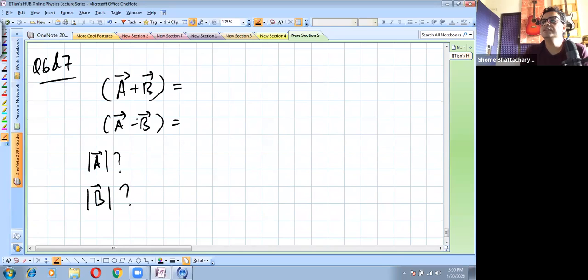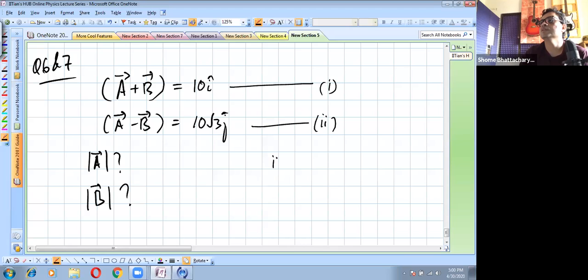So it's very simple. You are given the sum and difference of two things. So how do you solve it? Add these two, you will get 2A, or subtract these two, you will get 2B. So this, I think, was 10 I cap, yeah, 10 I cap, and this is 10 root 3 J cap. You just think of this as equation 1 and this as equation 2. Next you do equation 1 plus 2. So what will you get? You will get 2A is equal to 10 I cap plus 10 root 3 J cap.